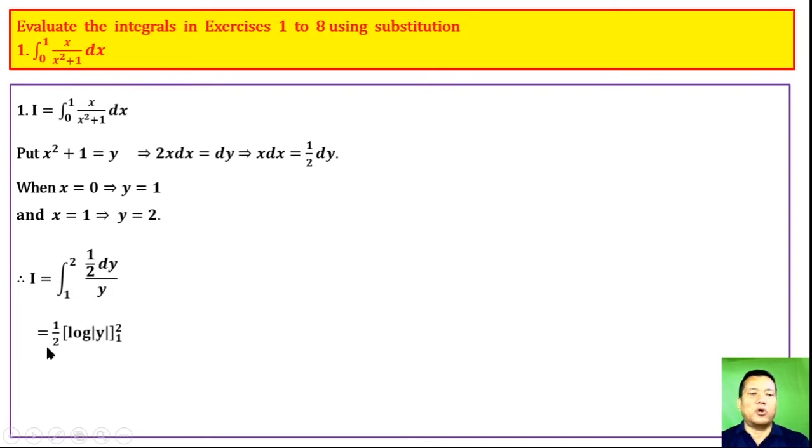And half times the integral of 1 by y is the log of modulus of y, which is bounded by a square bracket, with the upper limit put at the top right and the lower limit at the bottom right. Evaluating, log of 2 minus log of 1, where log 1 is 0, we get log of square root of 2, which is the value of the given definite integral.